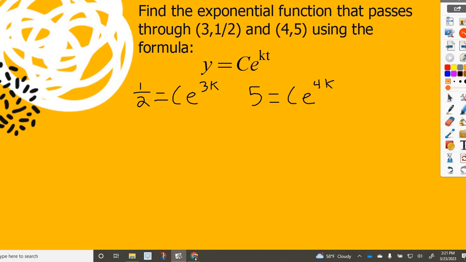But if we went about doing substitution, which of our variables is probably going to be a little bit easier to solve for? C. Now, it doesn't matter which equation we use, so which one do we want to use to solve for it? The left one. Sure.